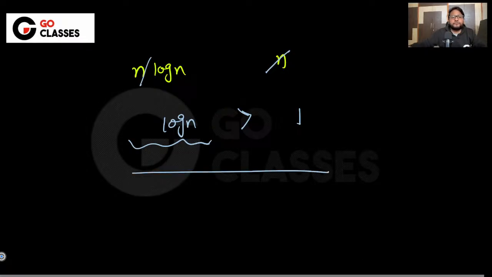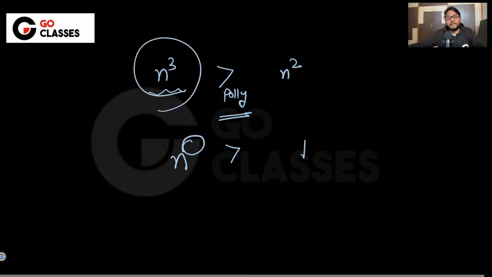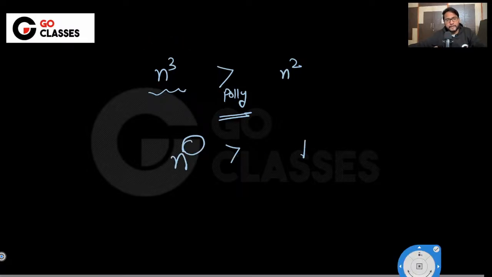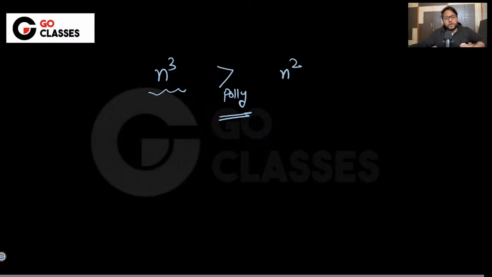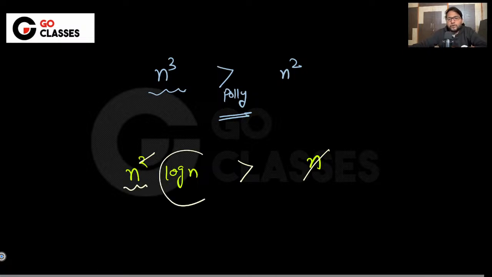See, if I ask you n cube and n square, is this polynomially greater? Yes. Why? Because if you cancel out, this will be n and this will be 1. So it is n to the power something times greater, and that's why it is polynomially greater. Now tell me, is n square log n compared to n polynomially greater? It is greater, and it is also polynomially greater because it is at least n to the power something greater. Whatever you multiply doesn't matter, it is polynomially greater.